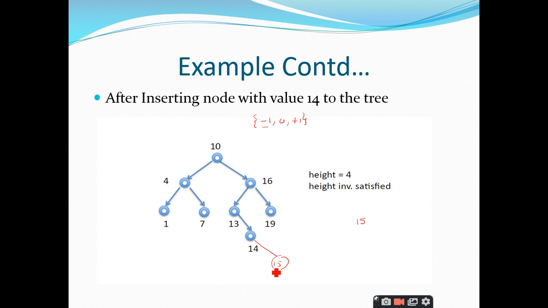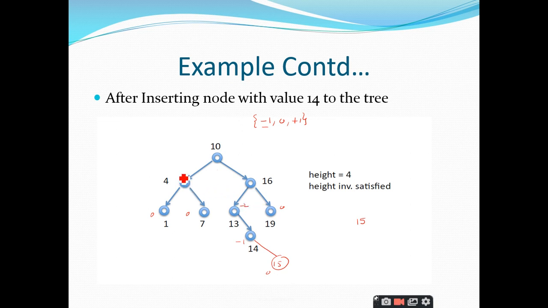Now calculate the balance factors at each and every node. As we know, the leaf nodes 1, 7, 15 and 19 are zeros. What is the balance factor of 14? You tell me using the formula. That is 0 minus 1, it is minus 1. What happens to 13 here? Minus 2, sir. The height of the left subtree is 0 and the height of the right subtree is 2, and 0 minus 2 we get as minus 2.